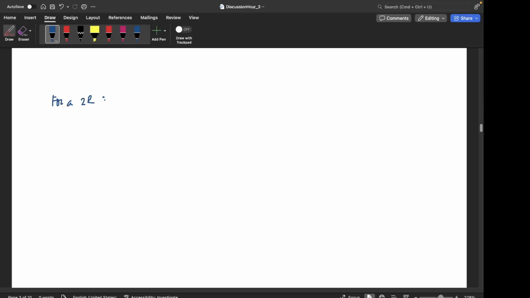For a 2R manipulator, we have theta 2 equal to cos inverse of (x square plus y square minus L1 square minus L2 square) by 2 L1 L2, right?